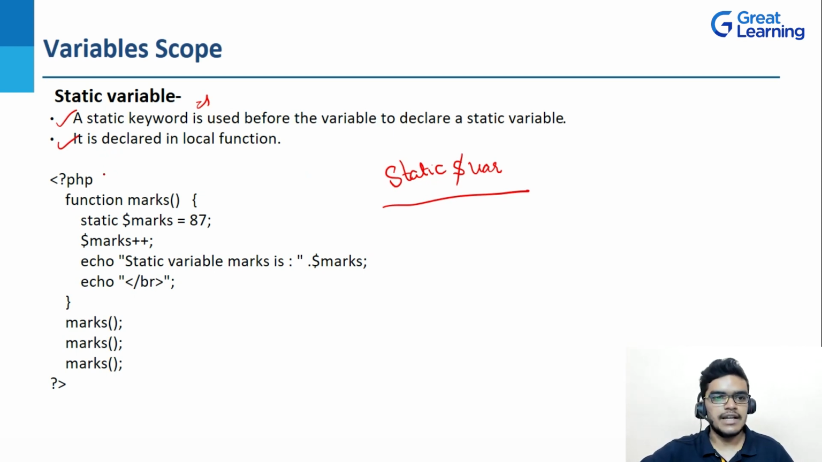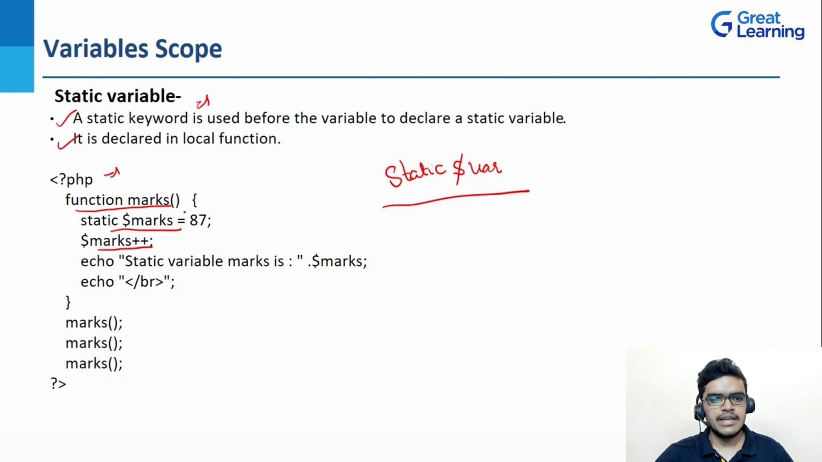So here you can see that this is my PHP syntax. Inside this I have created my function, and inside this function I have created a static variable. So a static variable is declared inside a local function. Now here you can see that inside this function I am doing the increment, right? And after that I'm writing echo, and inside echo I'm writing static variable marks is, and then I'm concatenating it, right? And after that I'm using the br HTML tag, and I'm closing this function.